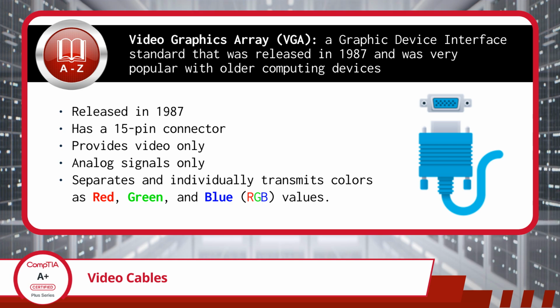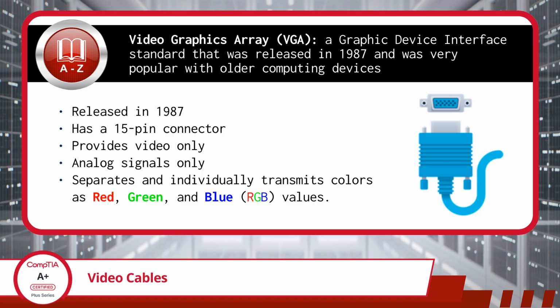VGA stands for Video Graphics Array and was introduced in 1987. It became widely adopted in early desktop computers and monitors. VGA uses a 15-pin connector, commonly colored blue, and transmits video only. If audio is required, a separate cable must be used. VGA is an analog standard, meaning it transmits continuous electrical signals rather than discrete digital data.